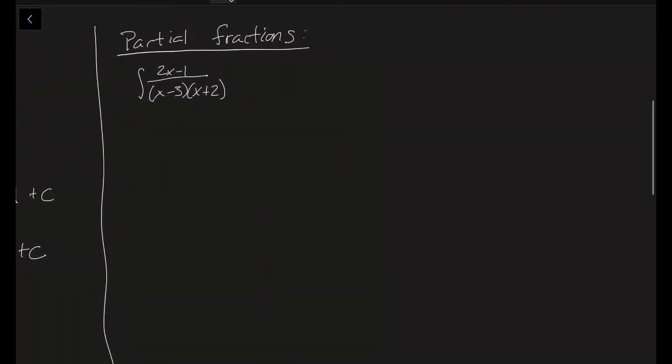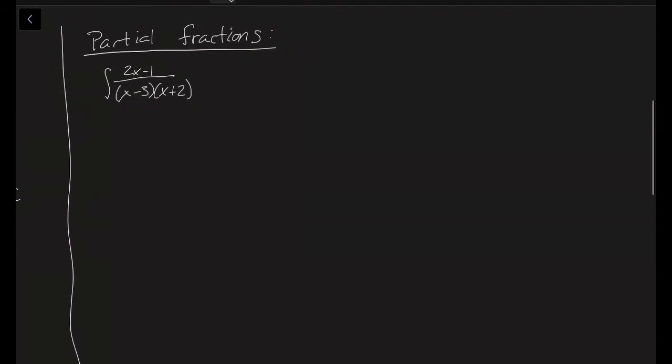So now when we break this up, we're going to take 2x minus 1 over x minus 3 times x plus 2, and we're going to break it up into two fractions. So we're going to break it up into something over x minus 3 plus something over x plus 2. And the question is, what are those two things going to be in the numerator?